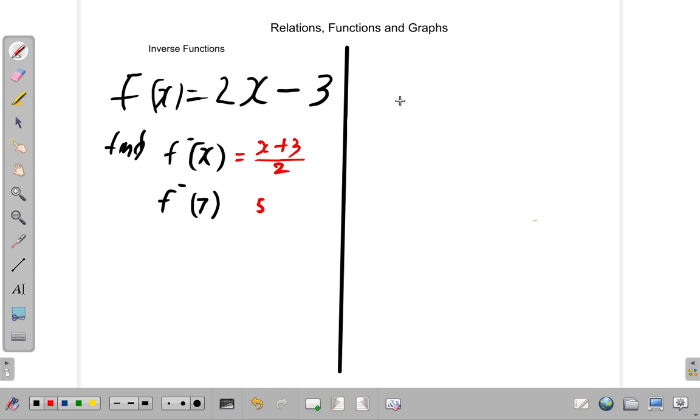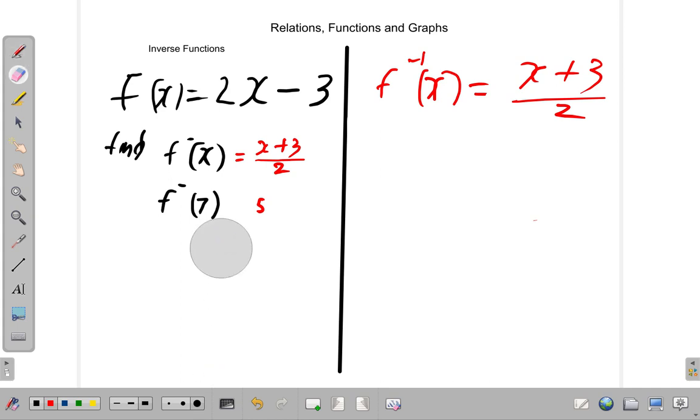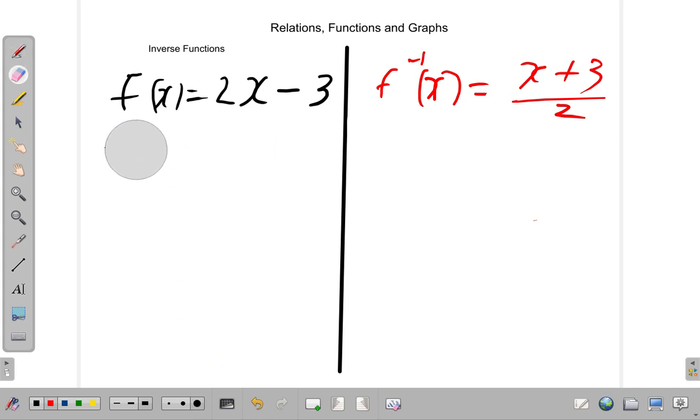Now, the inverse of the function was x plus 3 over 2. Good. So that's what we have. Let's erase these now that you know your f inverse of x and your f inverse of 7.